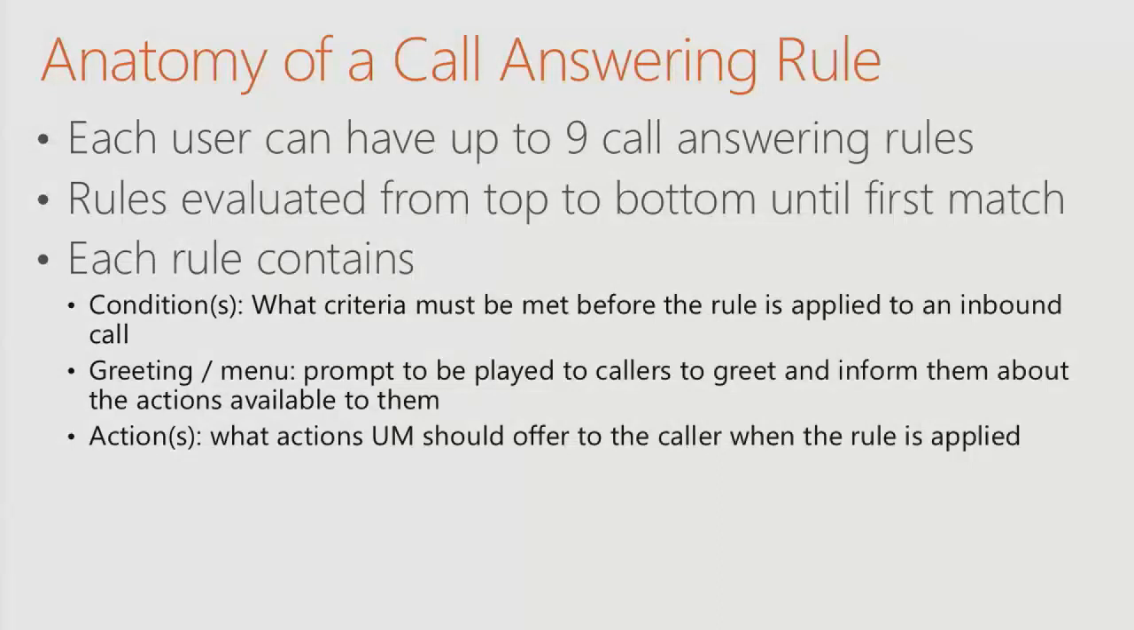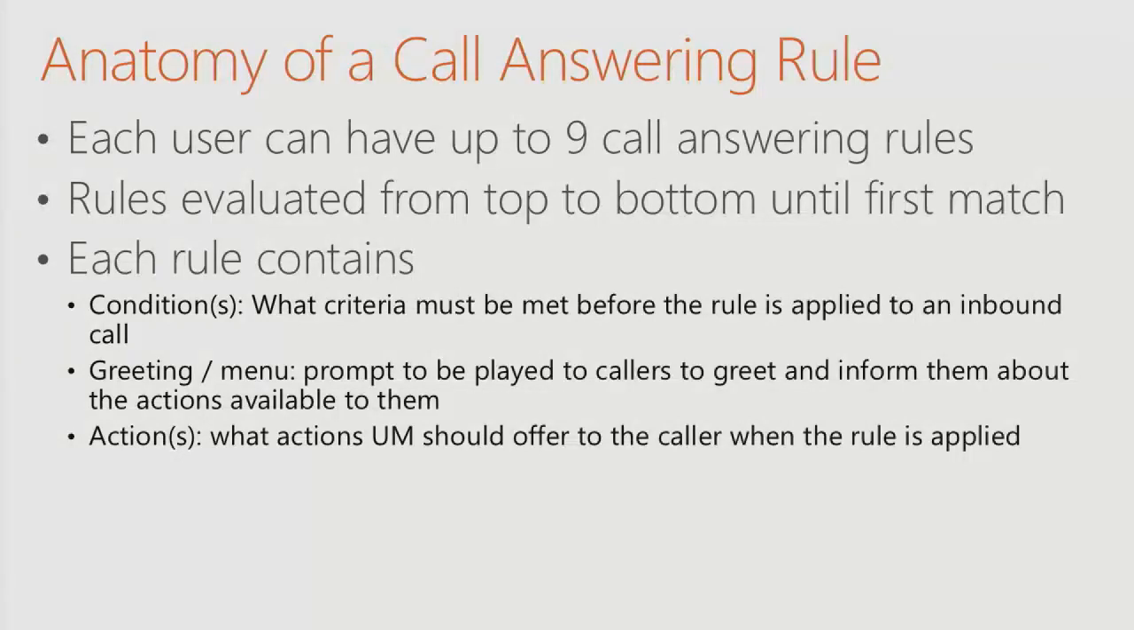So every user gets up to 9 of these. There are none by default. This feature is enabled by default, but it doesn't do anything when there are no rules. So when you think about how Outlook rules work, same deal here. The number one rule is evaluated. Its conditions are checked. If they match, the action is taken. If they don't match, the next rule is evaluated. That keeps going until we either run out of rules or until there's a match.